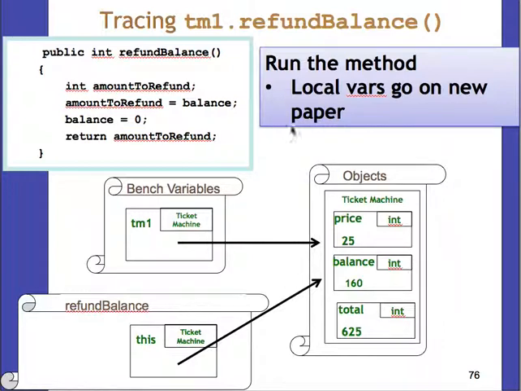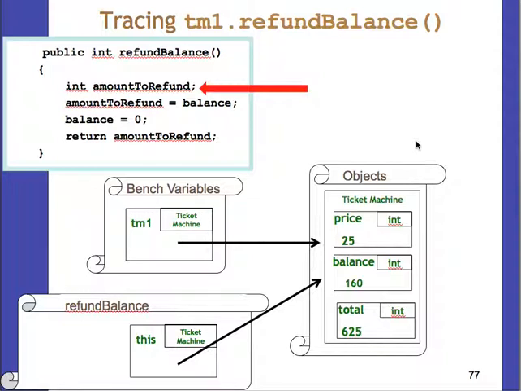All right. Now we're going to start running this method. That was the setup. Now we're going to run this method. Now this is the setup actually for a method that doesn't have any parameters. We'll talk about one with parameters later. Okay. So notice, by the way, that whenever we make a new local variable, it's going to go on the new piece of paper. So first we've got this int amount to refund line. That's a declaration of a new variable. It's a local variable, right? Because it's declared in the method. So we need to put it onto the paper. There you go. I just wrote amount to ref here because I couldn't fit it on the thing. Really, it should say amount to refund.